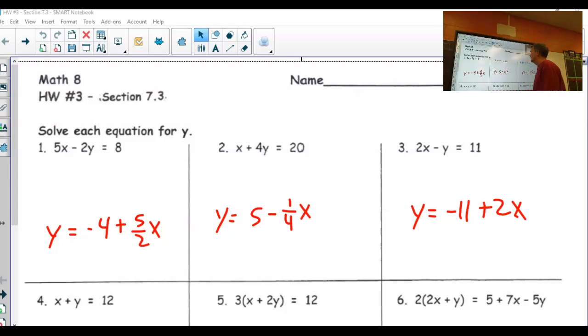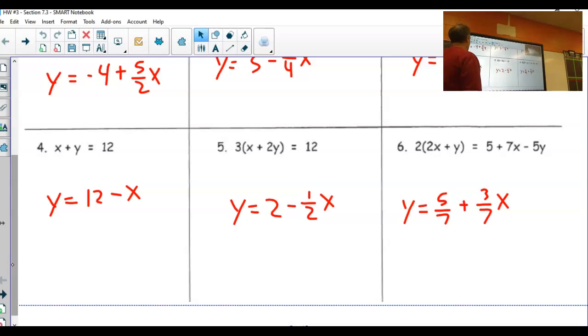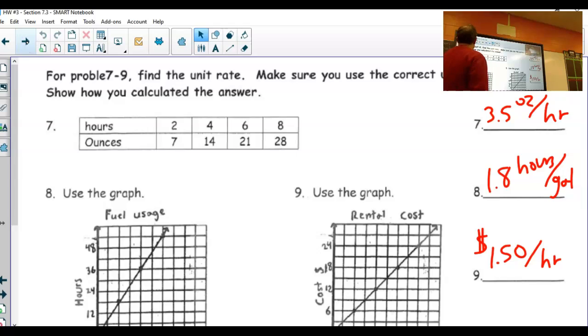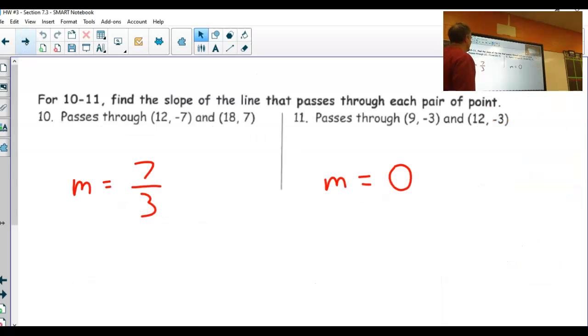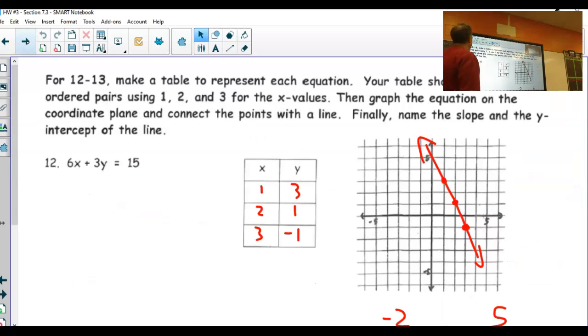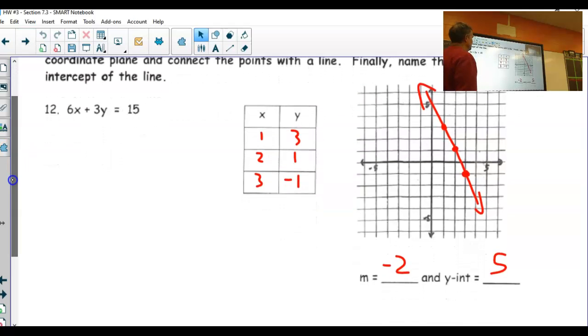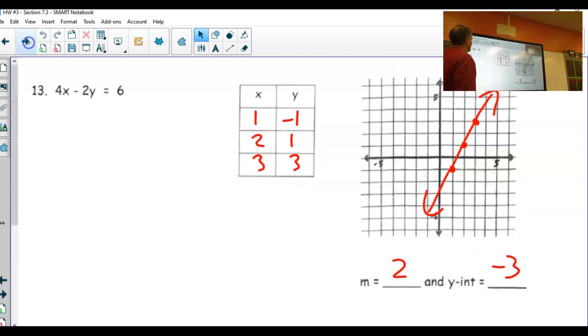Here are problems 1 through 3. Here are 4 through 6. Pause it as you need. Here are problems 7, 8, and 9. Here are problems 10 and 11. Problem 12, you should have that table and that graph and the slope and the y-intercept. And problem number 13, again, you should have the table, the graph, the slope, and the y-intercept.